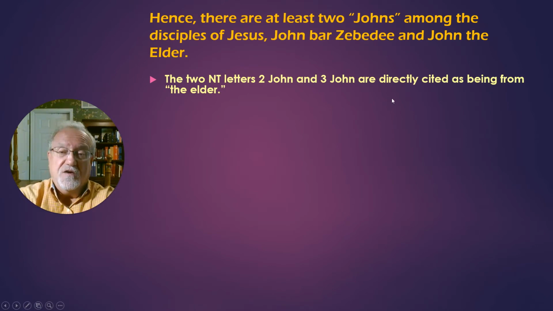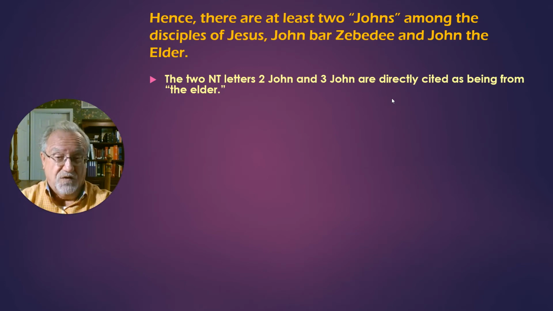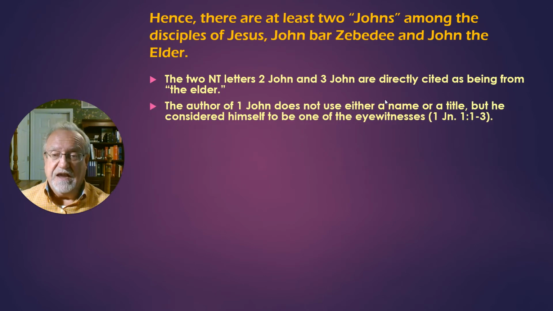Now, it is also interesting that the two New Testament letters, the little short one-pagers, 2 John and 3 John, are directly cited as being from the elder. Now, to be sure, they don't have the name John, but the fact that they have the name the elder seems to suggest that they are talking about this individual of whom Papias talks about, the elder John. Now, the author of 1 John doesn't use a name or a title, but he does consider himself to be one of the eyewitnesses. And we generally believe that 1st, 2nd, and 3rd John are all written by the same individual.